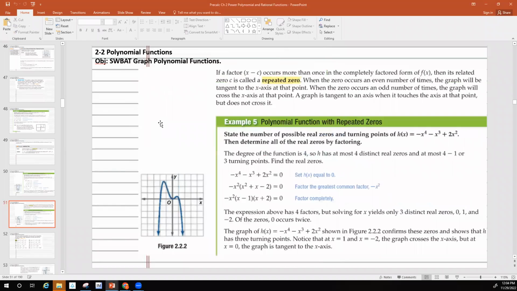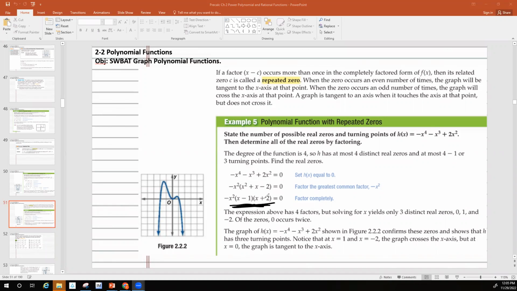All right. So let's look at some problems. Oh, repeated zeros. This one is really important. So repeated zeros, you'll notice it when it's in factored form. Factored form is where you have those parentheses. If any of them are squared, like this one is, then it's going to be a repeated zero there. And you learned in Algebra 2, and we'll talk about this more later on in future sections.